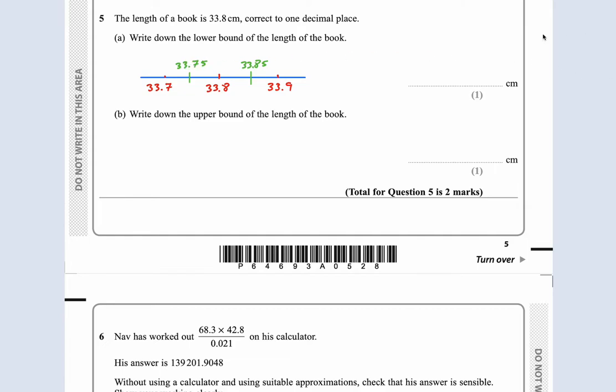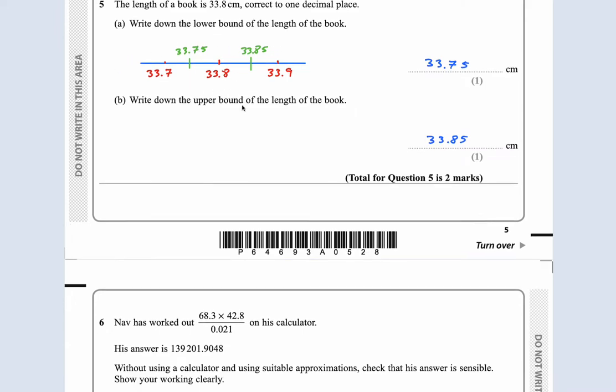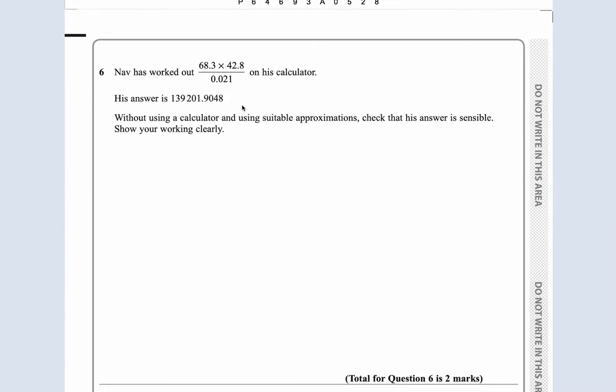33.75. Just be careful. This question asks for the lower bound, 33.75, and this question asks for the upper bound, 33.85. Obviously, you don't have to do this working again here. In fact, you don't even need to do any working because they're just one mark each. But I do always recommend drawing out these lines, guys, for the upper and lower bounds.